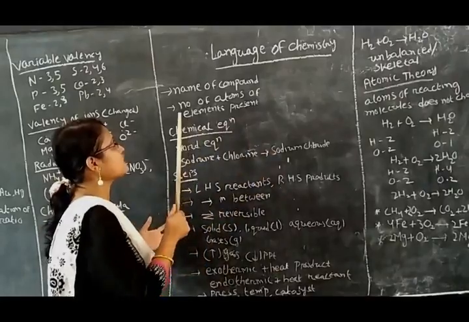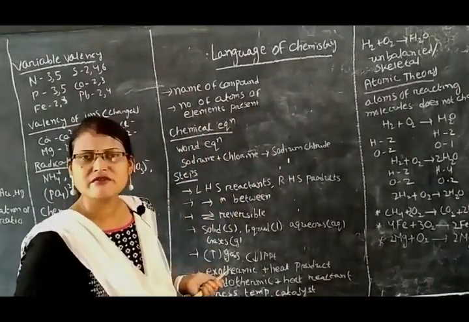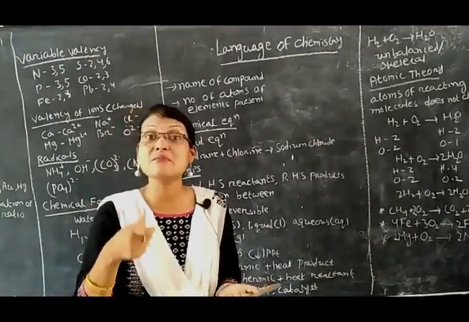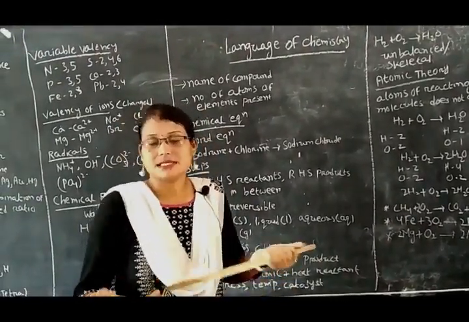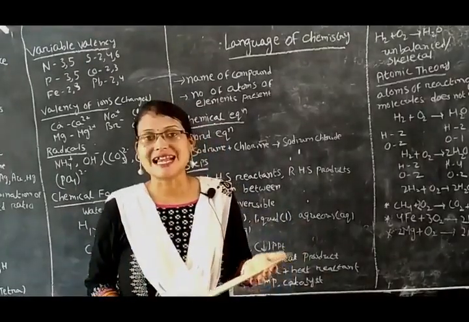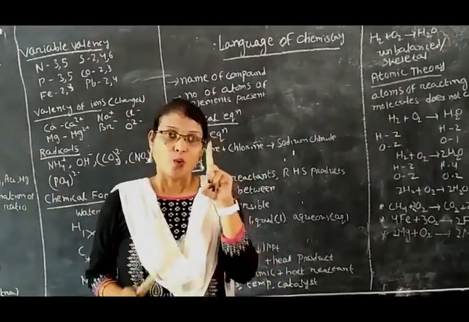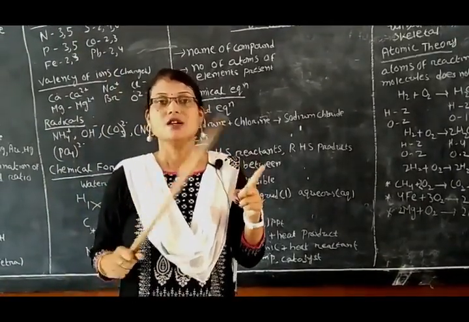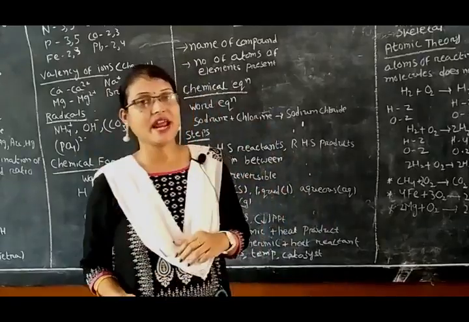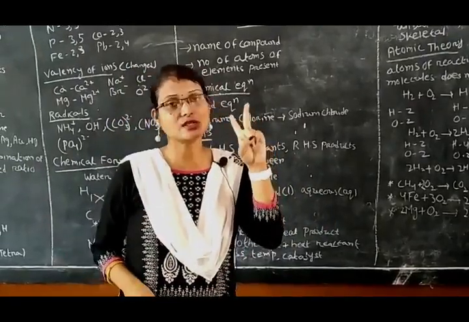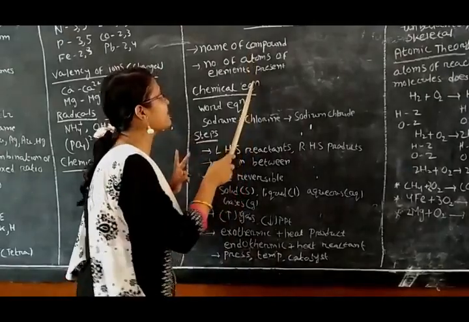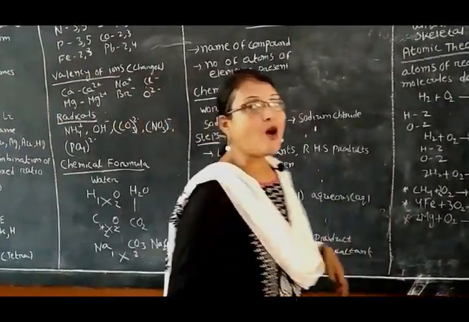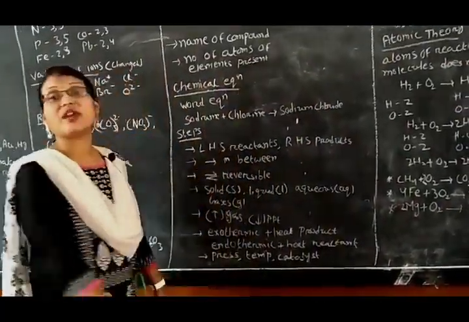We can also know the number of atoms of each element present. By knowing the chemical formula, we can know the elements as well as the number of atoms. For example, take calcium hydroxide, Ca(OH)2. That means there is calcium and one radical, hydroxide. How many atoms of calcium? 1. And how many radicals of hydroxide? 2. So this is the significance of knowing a chemical formula. Now let's go to chemical equations.